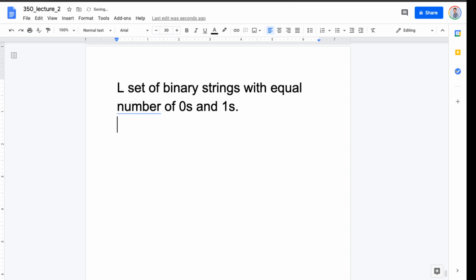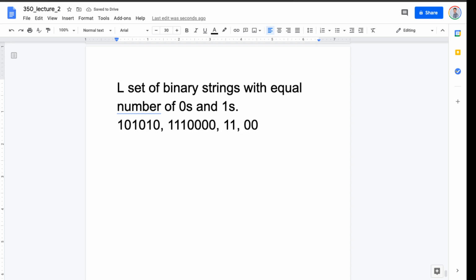For example, if I have the string 1 0 1 0 1 0, it has 3 zeros and 3 ones. That's going to be accepted. If I have 1 1 1 0 0, that's not going to be accepted. If I have 1 1 1 and 4 zeros, that's not going to be accepted because it has 3 ones and 4 zeros. I guess you get the idea. If I have just 2 ones, that's not going to be accepted. If I have 2 zeros, that's not going to be accepted.